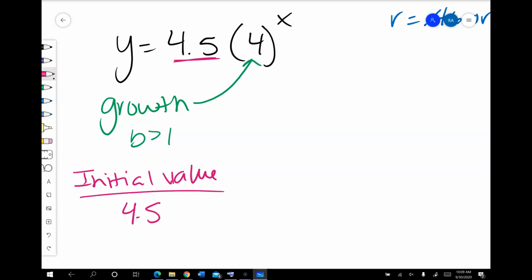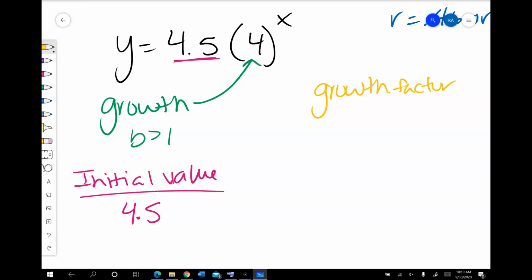Is 4.5. So if it was like, how many inches did it start with? It started with 4.5 inches. I was just making something up. All right, now is it a growth or decay factor? It's going to be a growth factor. You have a growth factor. It's what you're multiplying by each time.